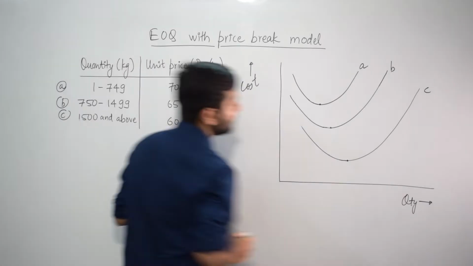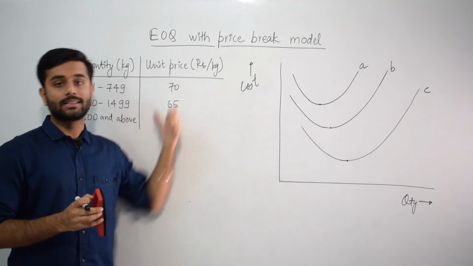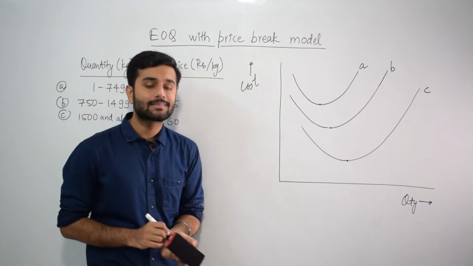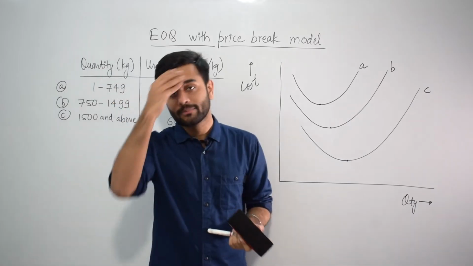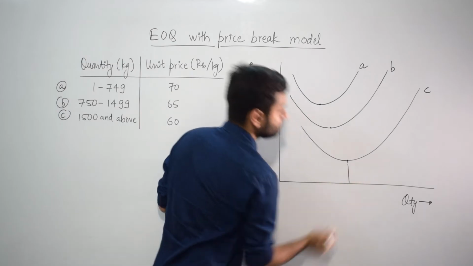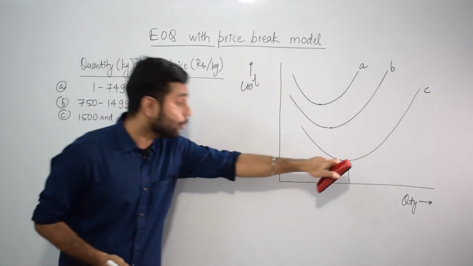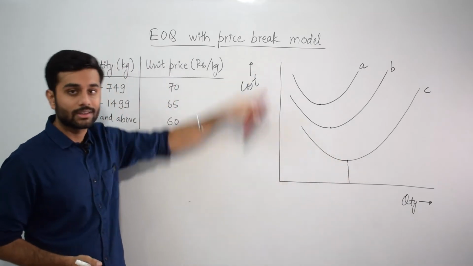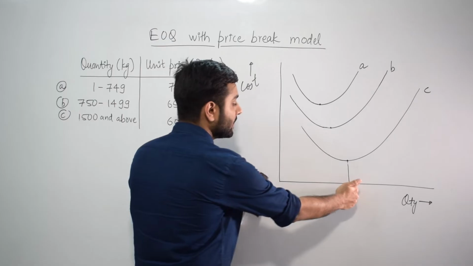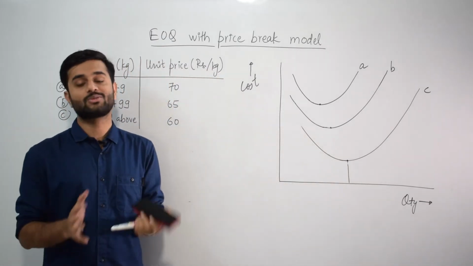Now, given the three graphs which are representing three slabs, if I ask you what is the best number of quantities that I should order, what will you say? This one, right? Because it has the least total cost of all. This is the lowest point on the total cost axis. So you will say let's order this many quantities, right? But this is not the question. The question is not so simple.